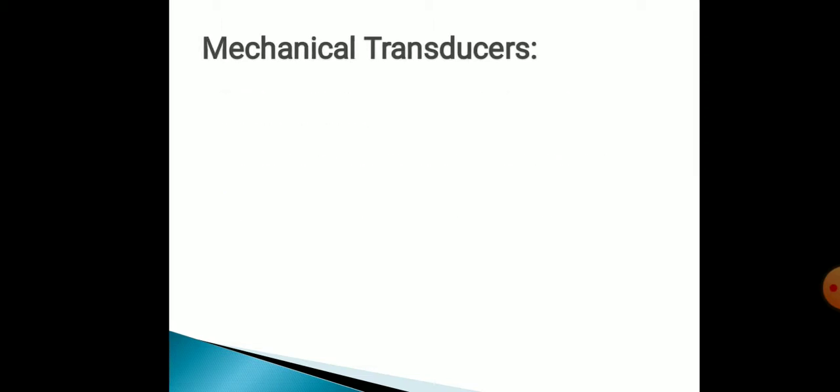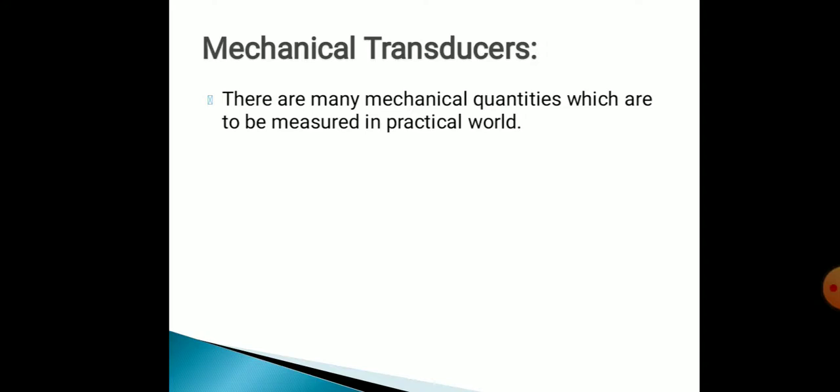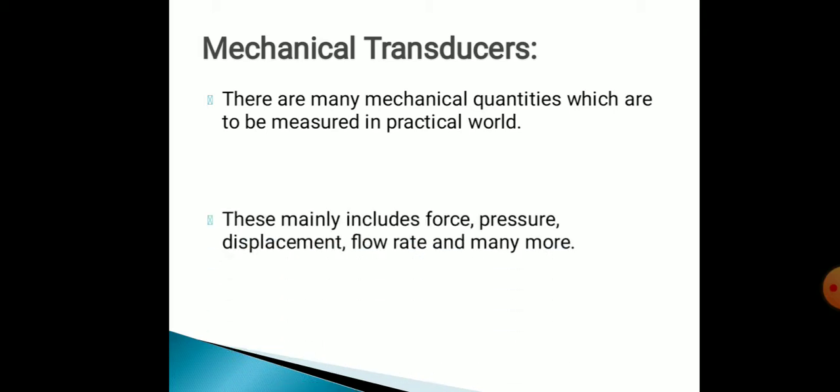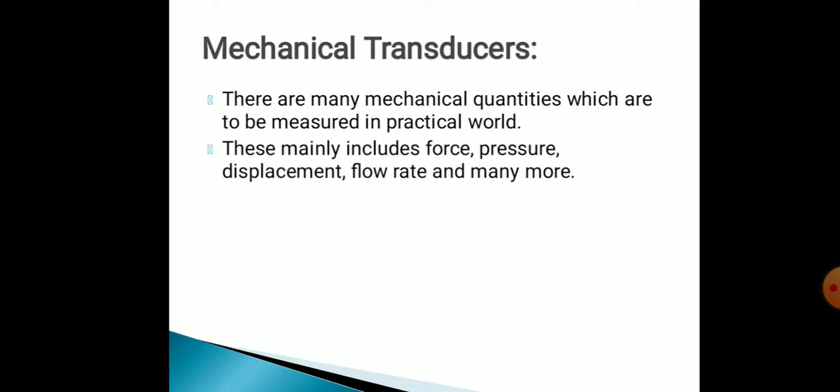Mechanical transducers. There are many mechanical quantities which are to be measured in the practical world. These mainly include force, pressure, displacement, flow rate and more. Most of the mechanical transducers convert applied force into displacement. The mechanical element used to convert force into displacement is the elastic membrane.